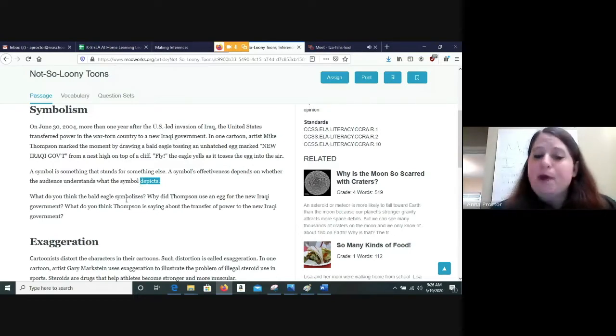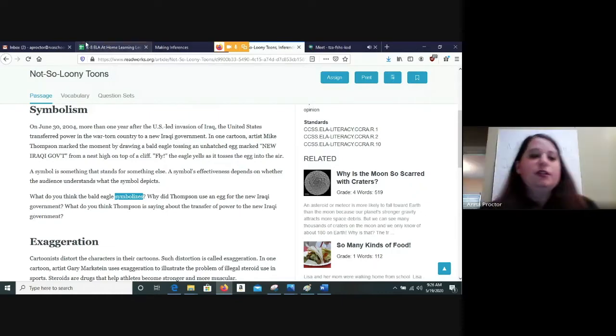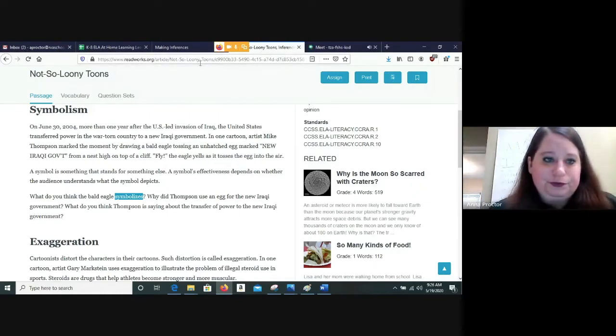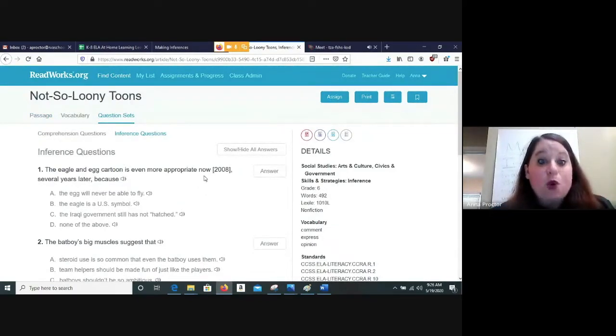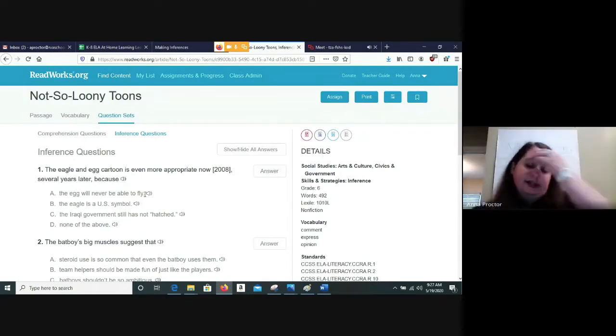What do you think the bald eagle symbolizes or represents? Why did Thompson use an egg for the new Iraqi government? What do you think Thompson is saying about the transfer of power to the new Iraqi government? So let's go back to our question. The eagle and egg cartoon is even more appropriate now, 2008, several years later, because the egg will never be able to fly. We're thinking about what the egg symbolizes, okay?